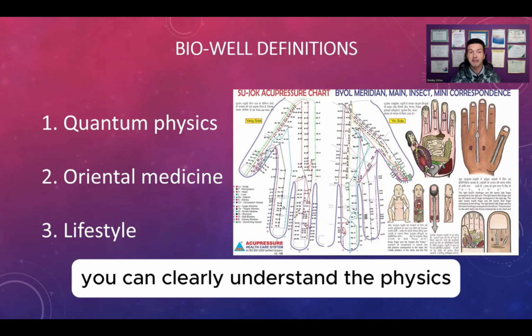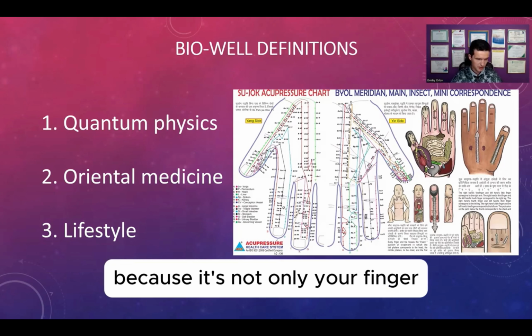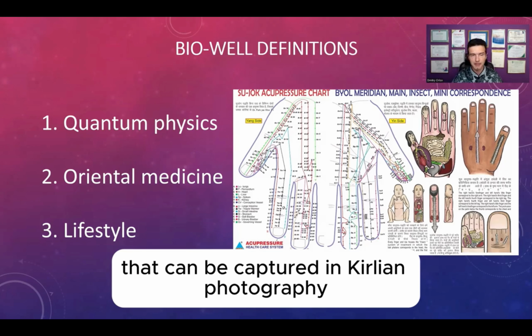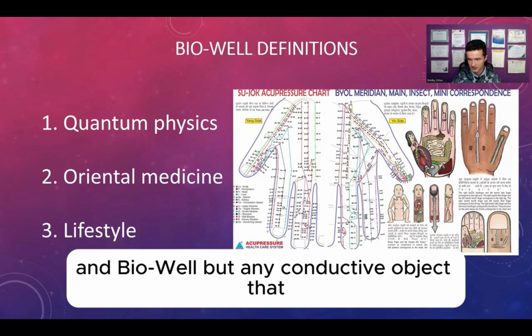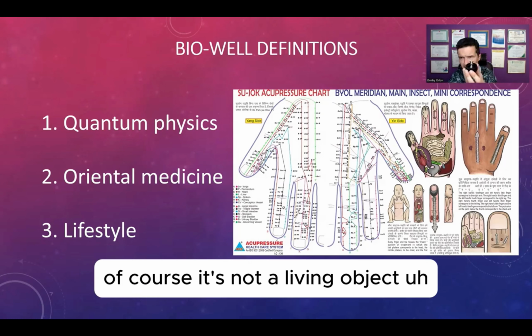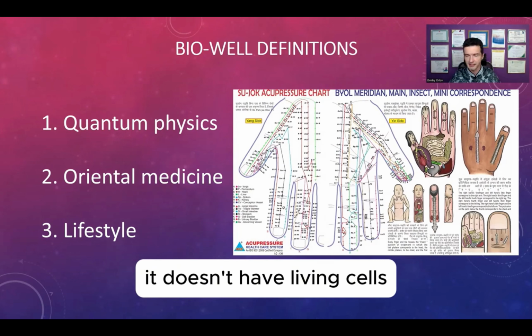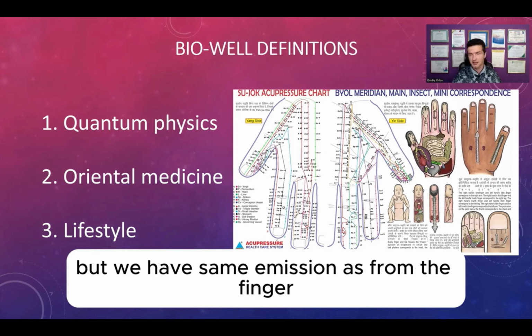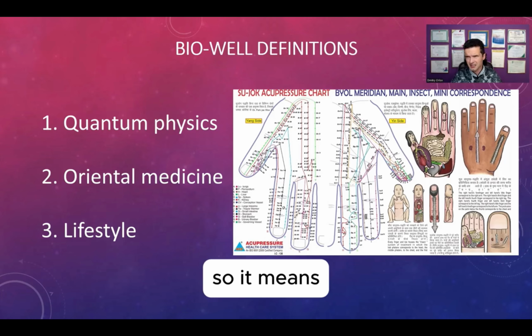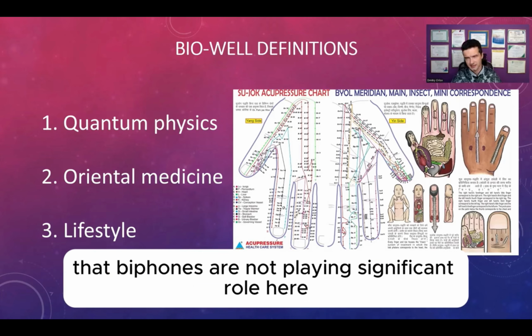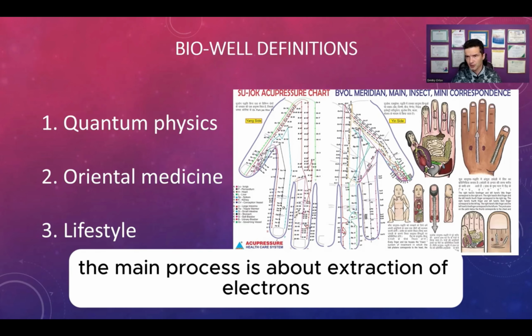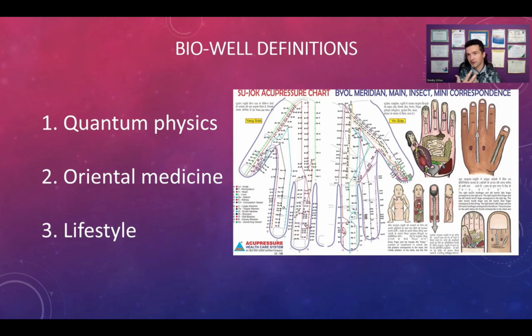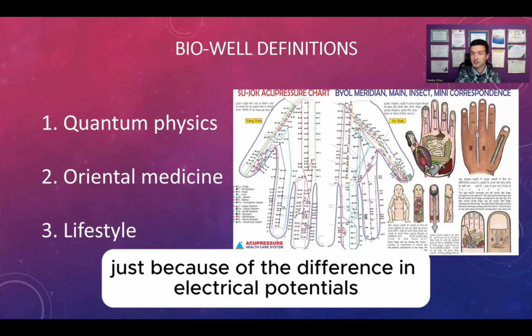You can clearly understand the physics standing behind the process, because it's not only your finger that can be captured in Kirlian photography and BioWell, but any conductive object. Of course, it's not a living object. It doesn't have living cells, so it doesn't have any biophotons. But we have the same emission as from the finger. So it means that biophotons are not playing a significant role here. The main process is about extraction of electrons from the conductive object just because of the difference in electrical potential.